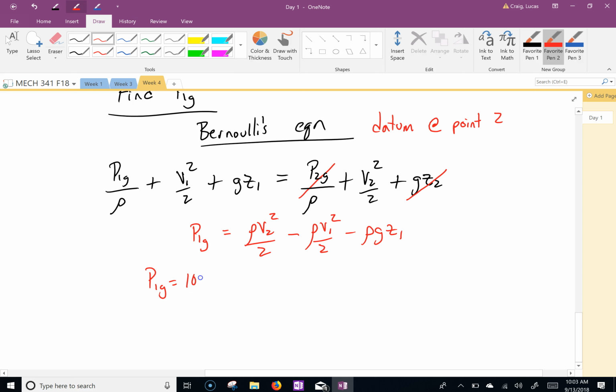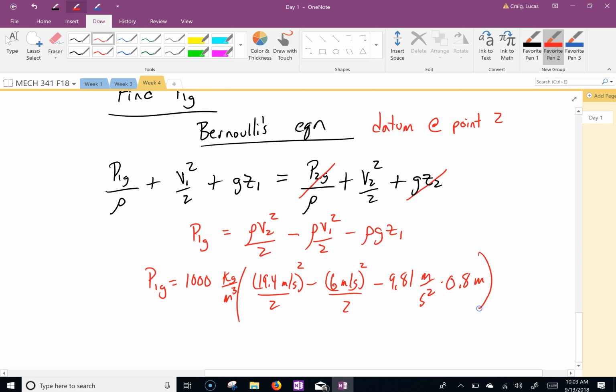I am going to factor out the density, so I have to write it 3 times. 19.4 meters per second, squared in that whole term, not the whole term, just the top term is squared, minus 6 meters per second squared over 2, minus 9.81 meters per second squared, 0.8 meters.